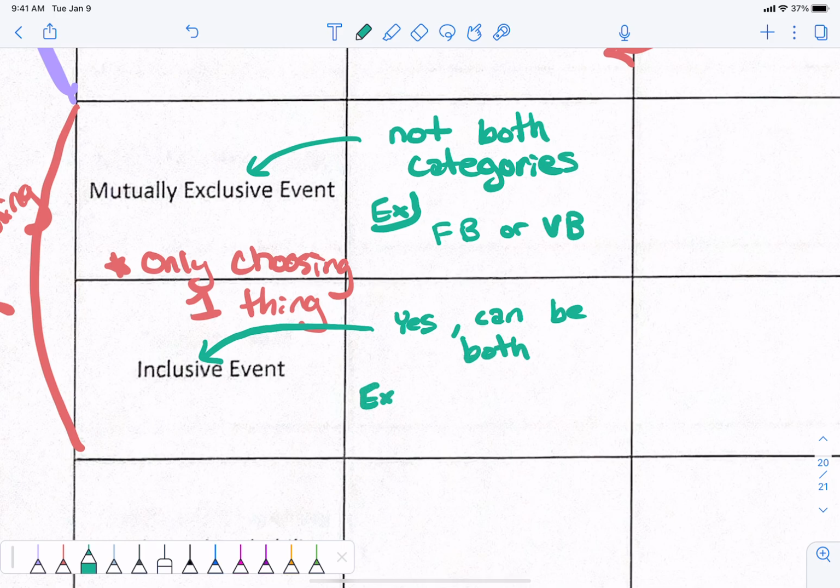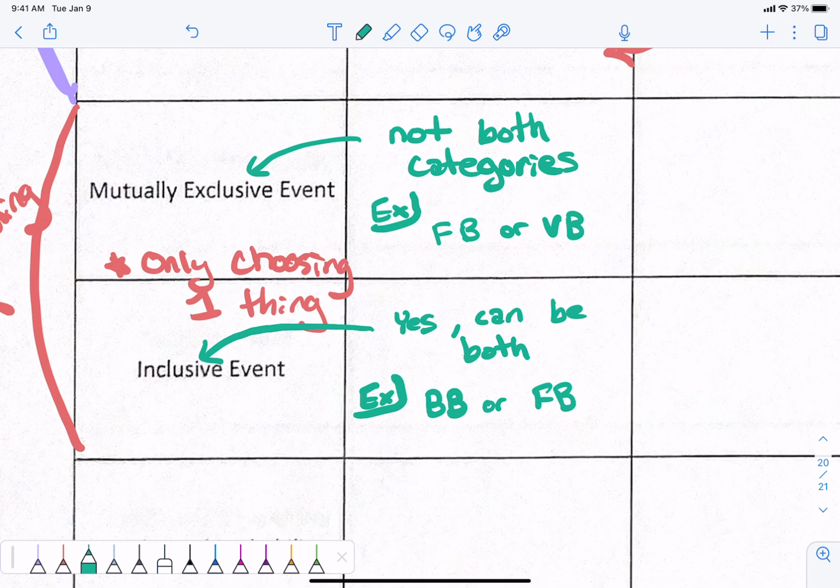Example. Basketball, football. Sure. Can you play both? Not at the same time, I mean, but basketball or football. Can you be a basketball player and a football player? Not at the same time, whatever, but you can both play basketball and football, right? Okay. Good? Makes sense?